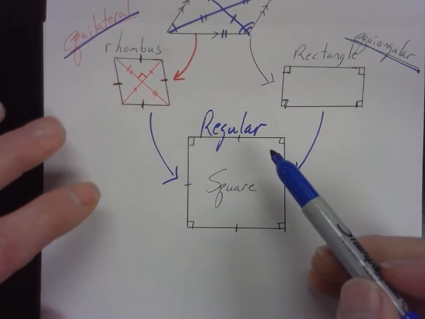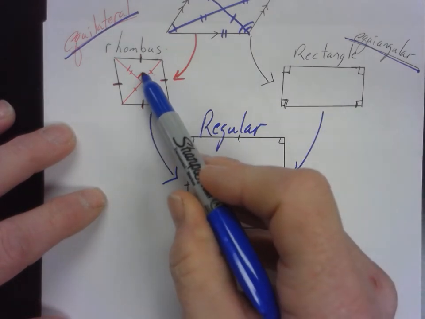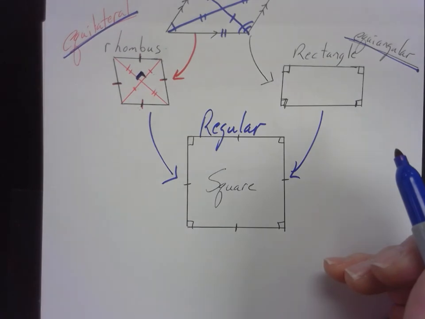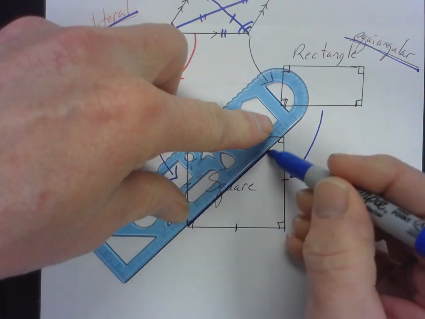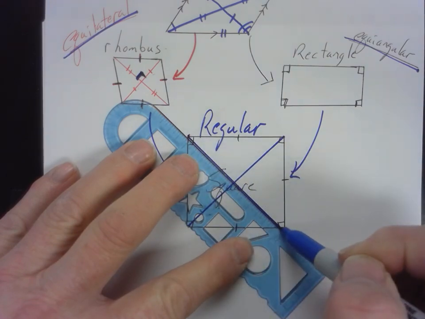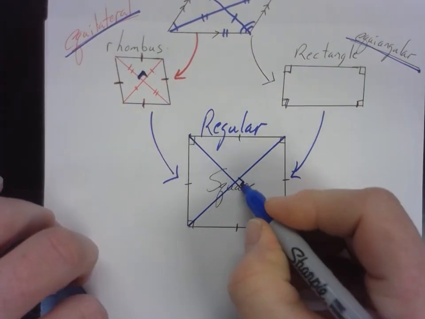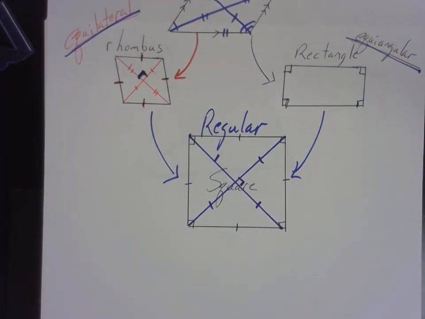The diagonals are the same length because it's a rectangle. The diagonals are perpendicular because it's a rhombus. There's a lot going on to make something a square. All four of these pieces are going to be the same length. Lots of stuff with a square. So a square is a regular parallelogram. Can we say it that way? Agreed? A regular parallelogram.